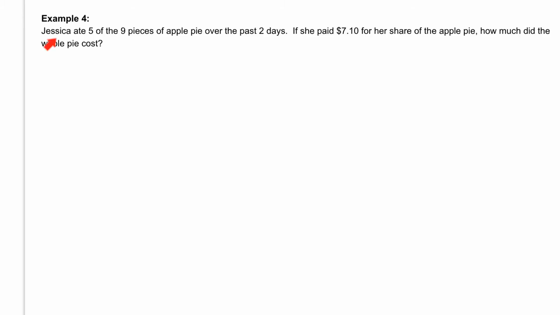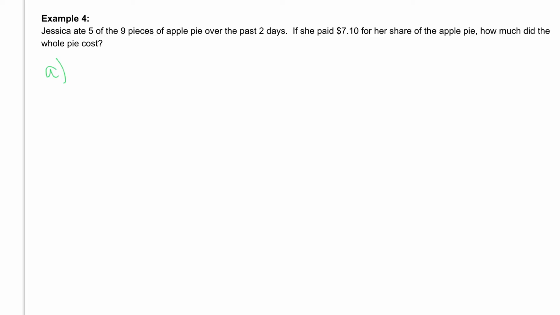In example 4, it says, Jessica ate 5 of the 9 pieces of apple pie over the past 2 days. If she paid $7.10 for her share of the apple pie, how much did the whole pie cost? The first thing we need to do is come up with our variable. In letter A, if we look at the last part, it says, how much did the whole pie cost? So we're going to rephrase the question into a statement.